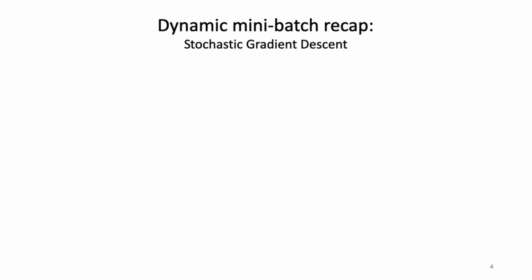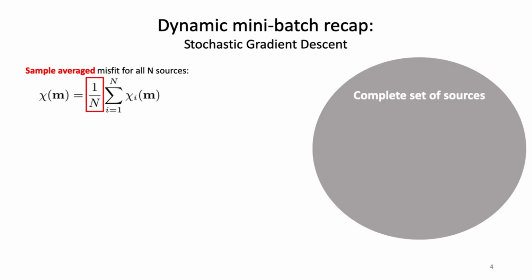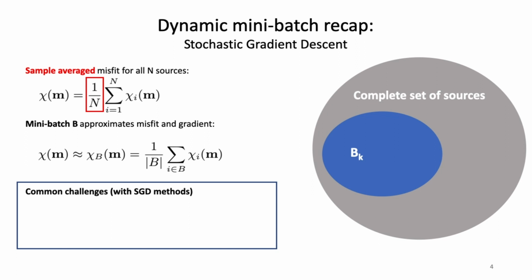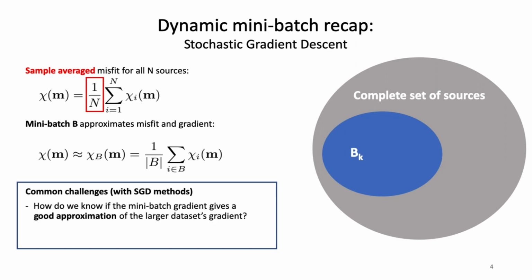The dynamic minibatch approach is similar to stochastic gradient approaches. In contrast to regular methods, we define the misfit function as a sample average of all sources. We can now approximate this misfit and its gradient with a smaller subset of these sources from a so-called minibatch. There are two main challenges with stochastic gradient descent methods. How do we know if the minibatch gradient still gives a good approximation of the larger dataset's gradient? This is important to know, as poor approximations are associated with poor convergence speeds. And how do we know if we can accept a model update if different data is used in each iteration?